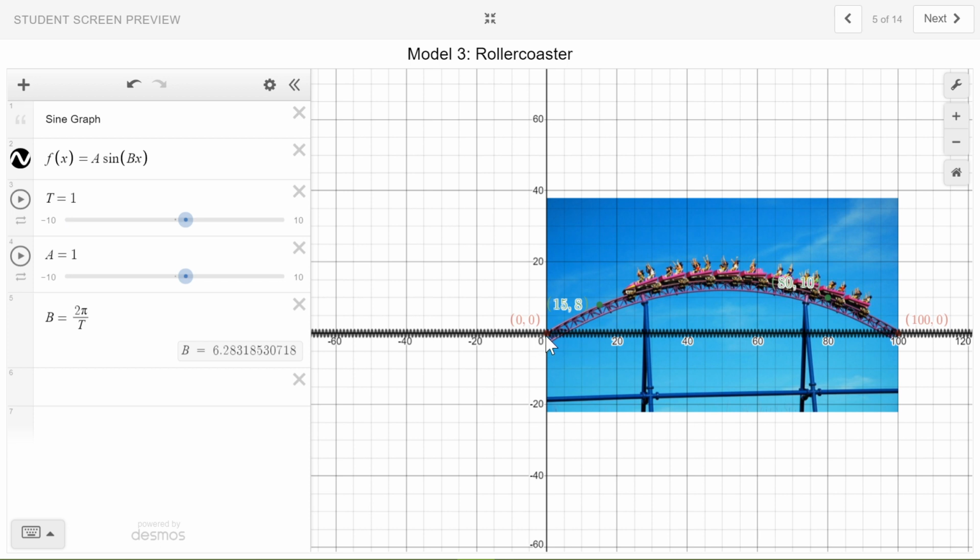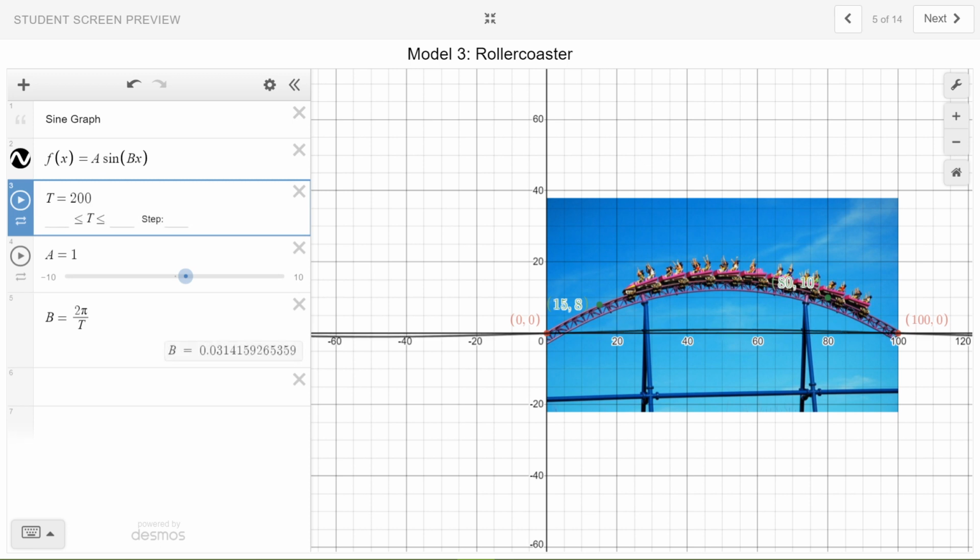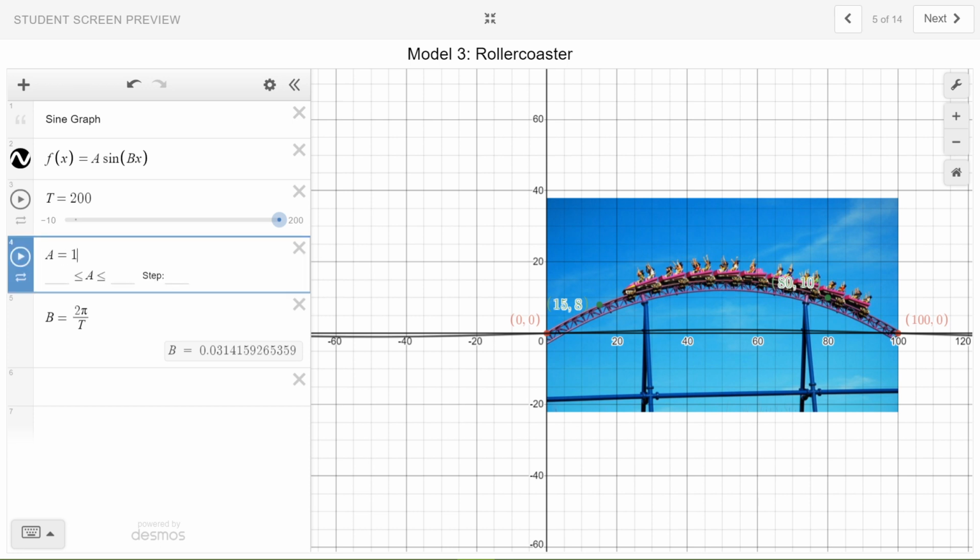But let's just look. If I start at 0 and end at 100, the period for a sine curve is how long it takes to go up, down, and up again. And so it's going to be 2 times as long as this part here. So I'm going to say 200 is my period, and the amplitude, a, is the highest point. So at 50, I reckon this is about 16 tall. So I'm going to type in 16. And this is my model.